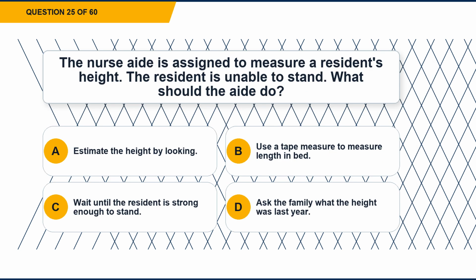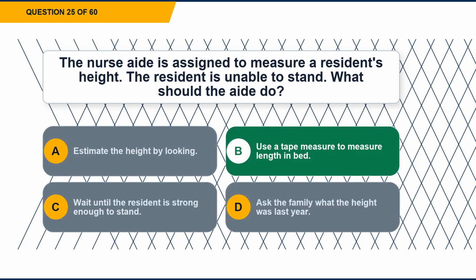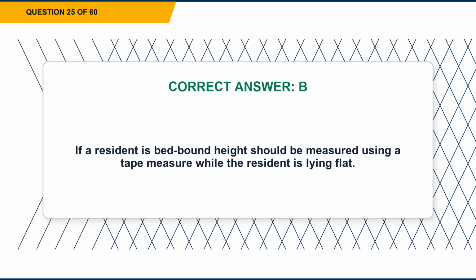Question 25. The nurse aide is assigned to measure a resident's height. The resident is unable to stand. What should the aide do? Option A, estimate the height by looking. Option B, use a tape measure to measure length in bed. Option C, wait until the resident is strong enough to stand. Option D, ask the family what the height was last year. The correct answer is option B, use a tape measure to measure length in bed. Explanation: if a resident is bedbound, height should be measured using a tape measure while the resident is lying flat.